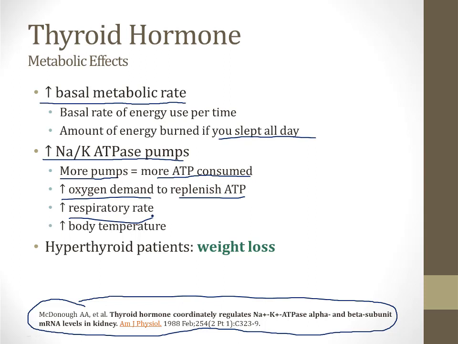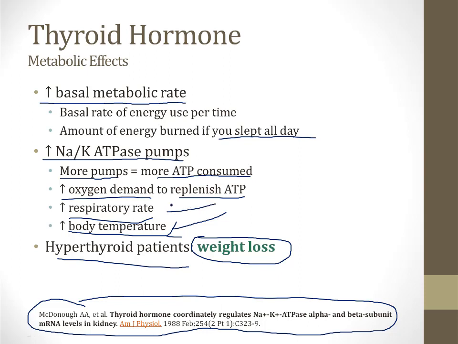In addition, using all that ATP for all those pumps will raise the body temperature, and this has an important clinical correlation when it comes to hyperthyroid patients. They often have weight loss because they are burning so much energy. In addition, sometimes they feel hot and they complain that they feel hot all the time, and that's because their body temperature is rising from the excess thyroid hormone. Sometimes hyperthyroid patients also have an increased respiratory rate, and it's for the reasons I've shown on this slide.